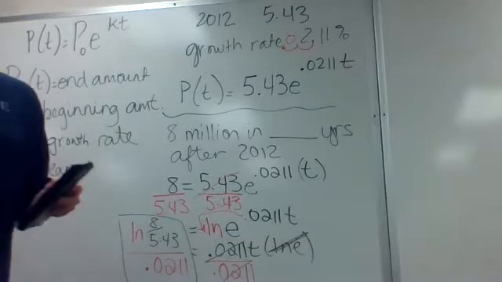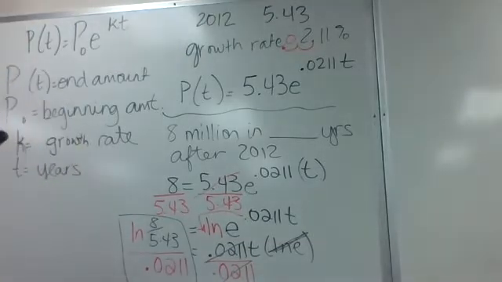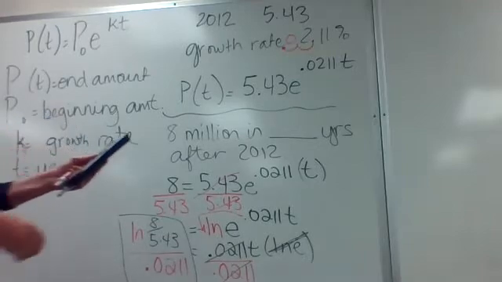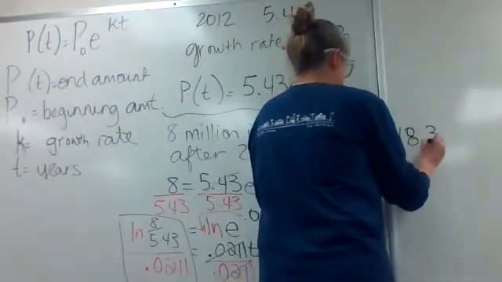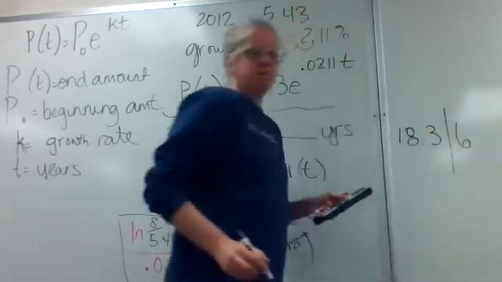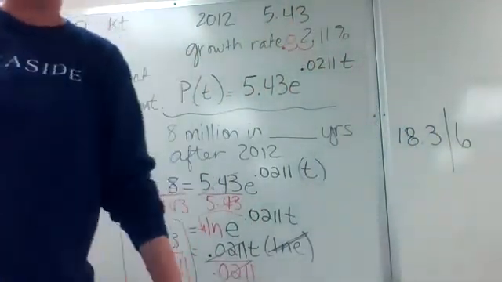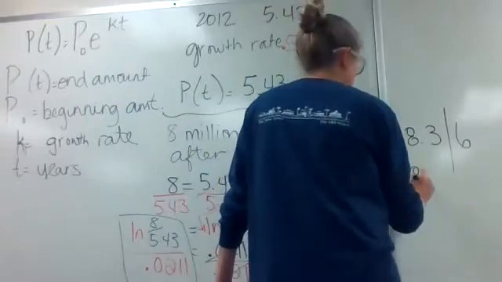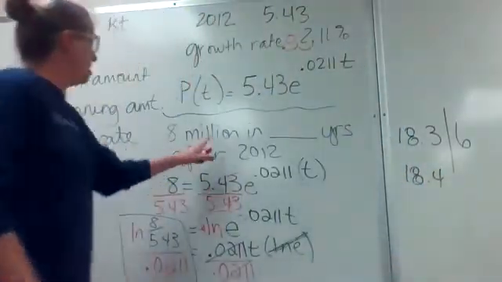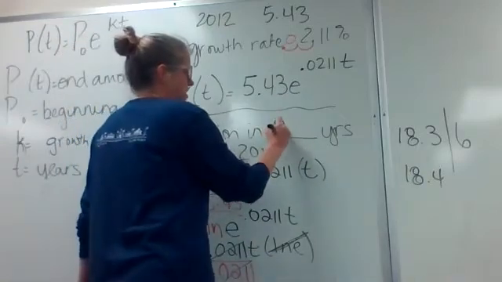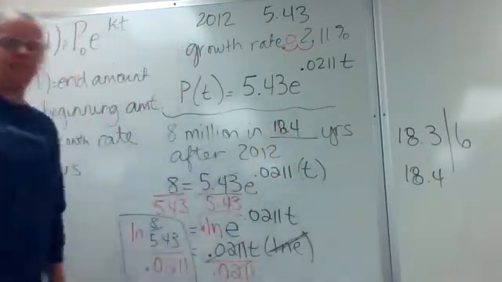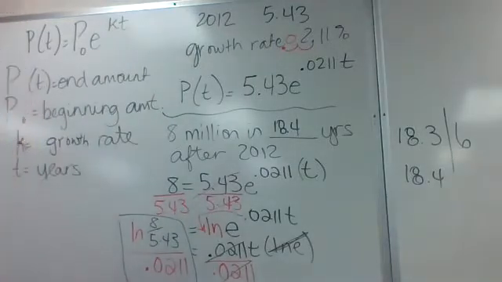And so be careful on this section that you're always looking at what it wants you to round it to. It's different every time, I feel like. So this says round to 1 decimal, and it's 18.36. Which means 18.4. So it'll be 8 million. The population will be 8 million in 18.4 years after 2012.